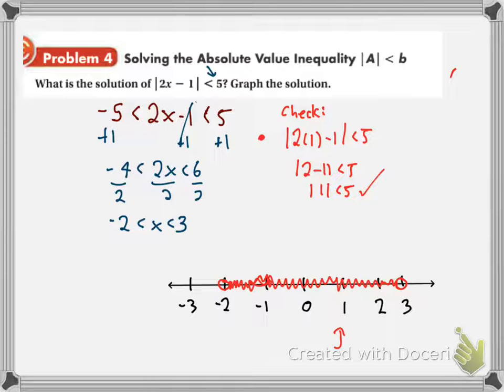On the other hand, let's say I wanted to check something like 5 to see if that would work. I see that's going to give me 9. Does the absolute value of 9 give me a value less than 5? No, that wouldn't work. So as you can see, any value between negative 2 and positive 3 is going to work, which is why that graph looks the way that it does.